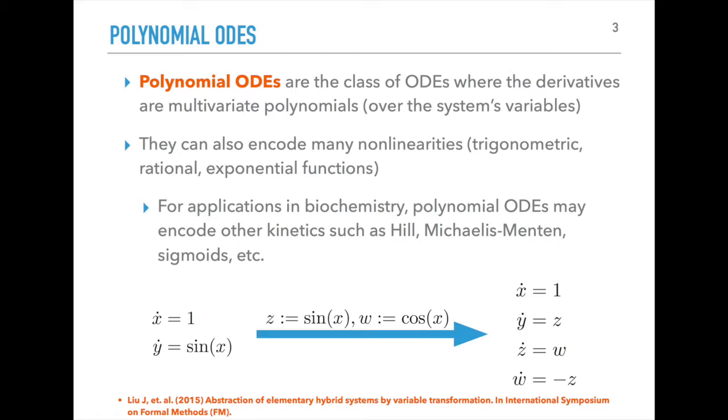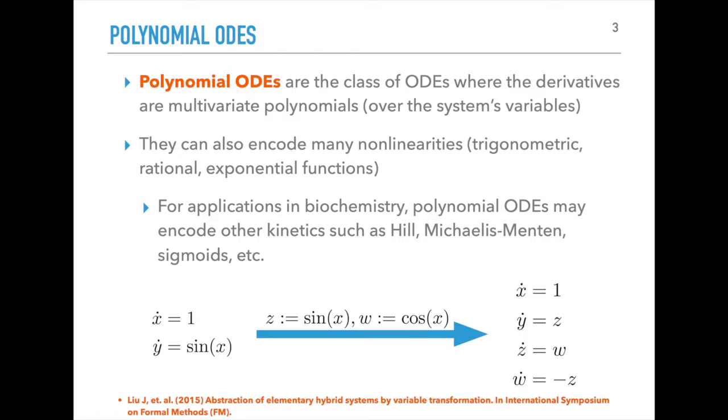But of course, they can also encode other nonlinearities, like trigonometric functions, rational expressions, exponential functions. And these can be useful, for example, in biochemistry when you want to model other kinetics than mass action, for example, Hill mechanism and so on. And you do it in a very simple way, essentially at the cost of extending the number of variables in your system by using auxiliary variables.